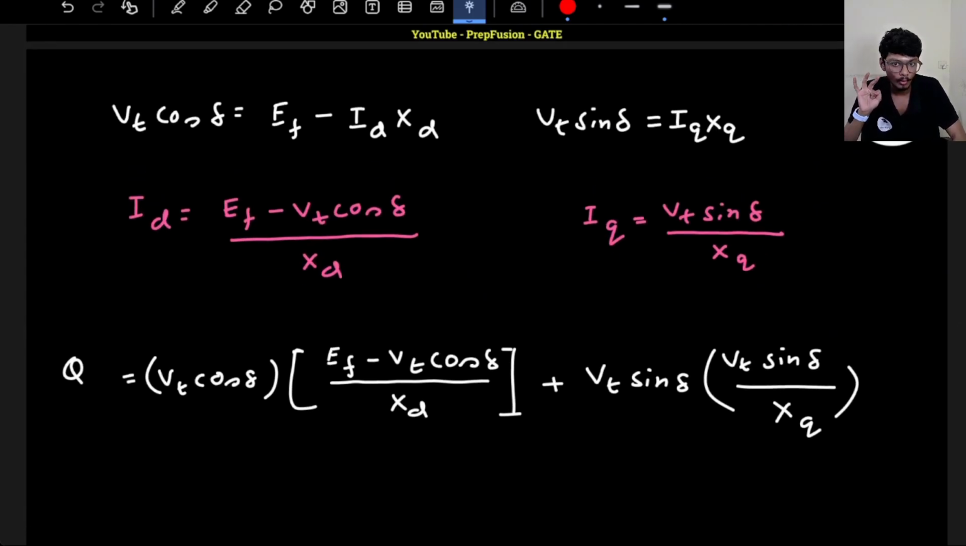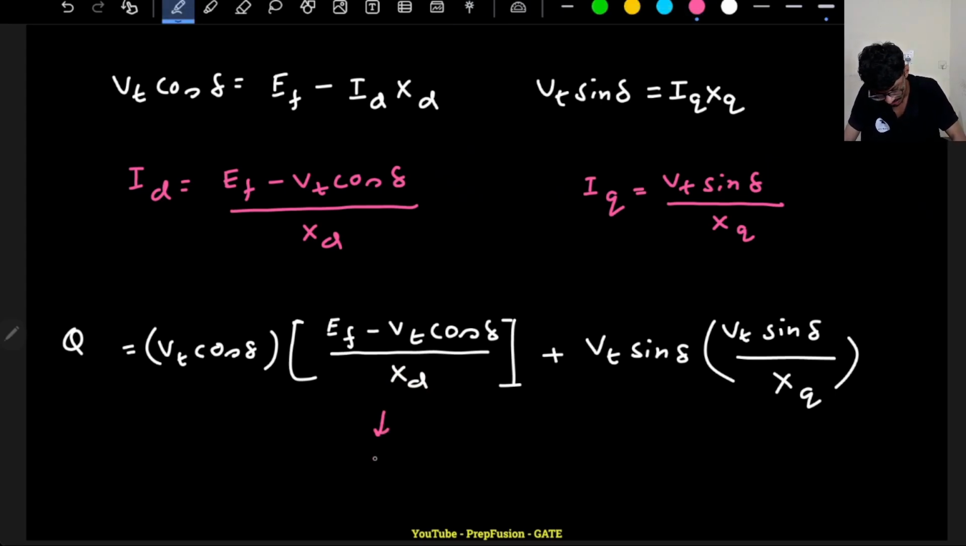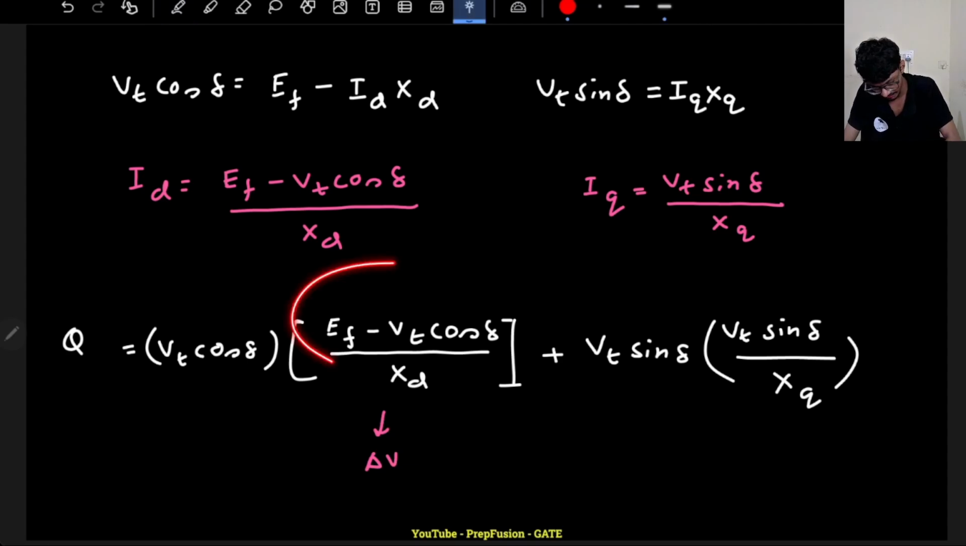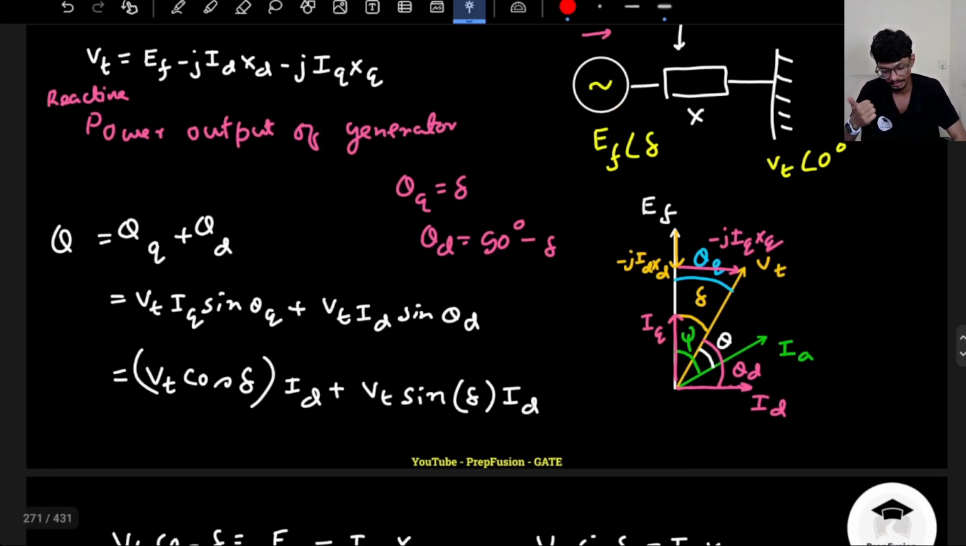Now the important portion to understand is, if you observe, some similar formula with respect to active power will come, but you don't need to remember it. My reactive power is proportional to delta V. Whatever is the delta V here, my reactive power is proportional to that. So reactive power will always be proportional to delta V. This is the formula for the reactive power of a salient pole machine. You don't need to remember it.